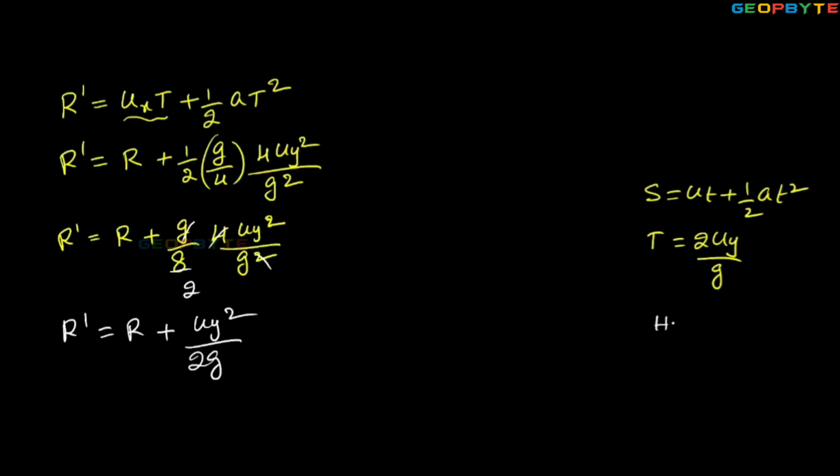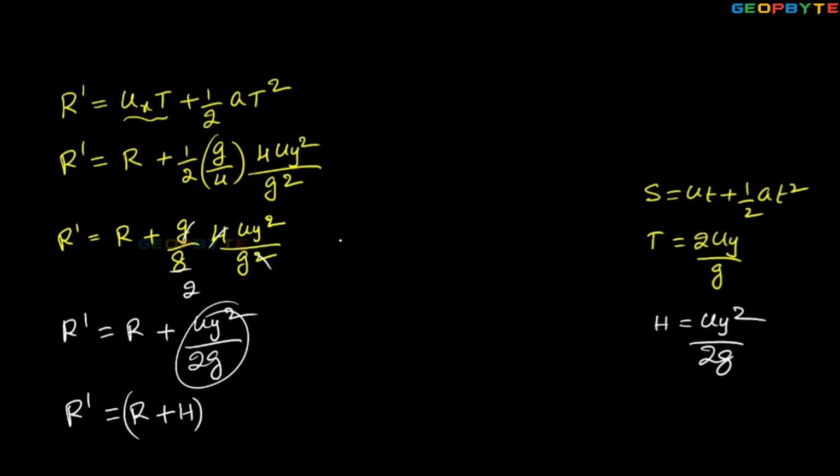H equal to uy square by 2g. So this is equal to H only. R dash is becoming R plus H. So the range becomes R plus H, but maximum height cannot be changed. That is the answer. Okay.